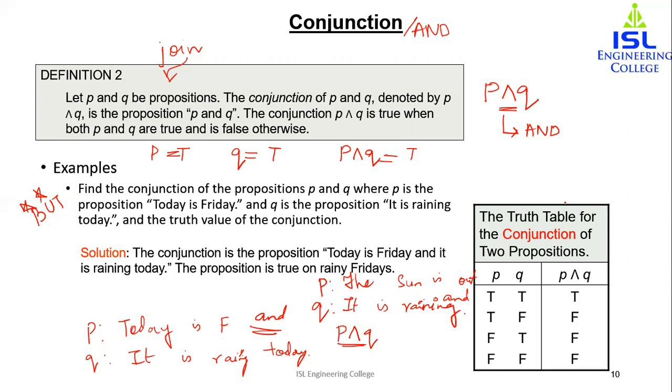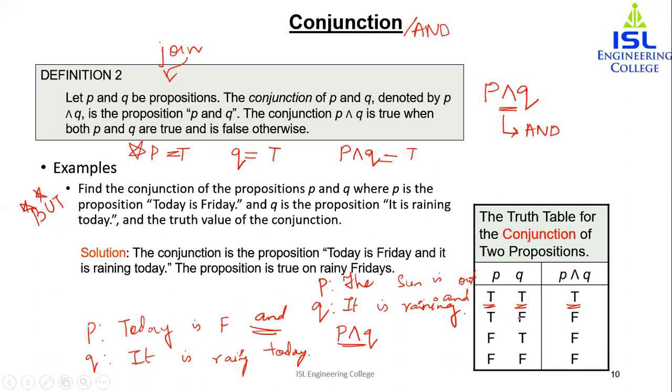Now, let's go for the truth table. According to the definition, if P is true and Q is true, then the conjunction of these two propositions is true. So it is written over here: if P is true, Q is true, then P and Q is equal to true. Both P and Q are supposed to be true, then only the conjunction of the two propositions will be true.